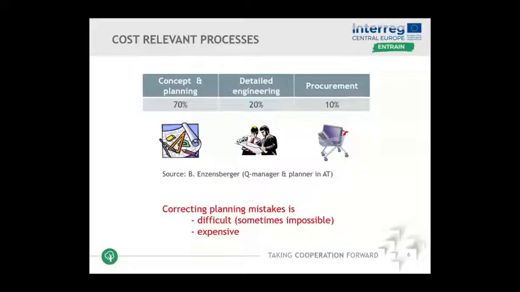So for instance, if a district heating network is built too widespread because some assumptions in the beginning were wrong, then this cannot be corrected again afterwards. And also correcting planning mistakes is very expensive afterwards. So it's important to be safe from the beginning, let's say.